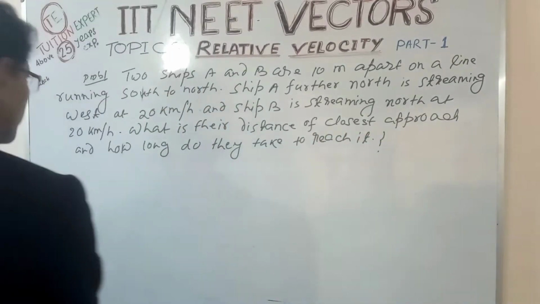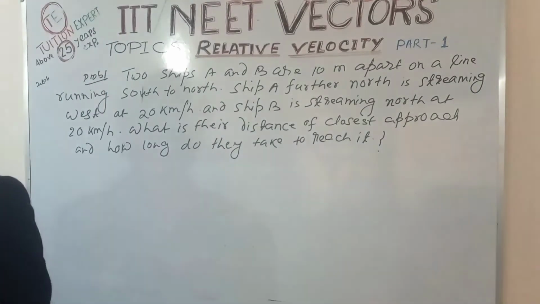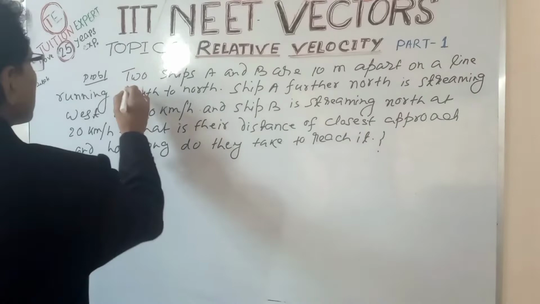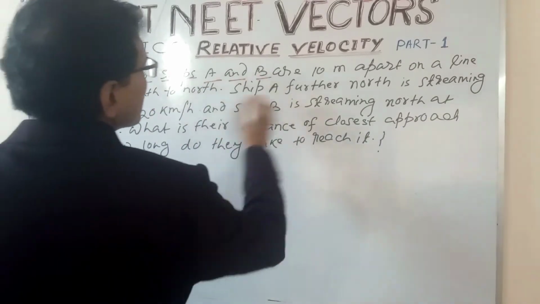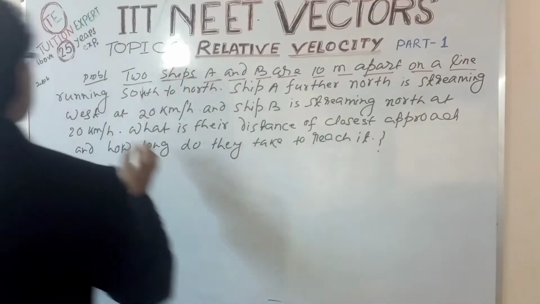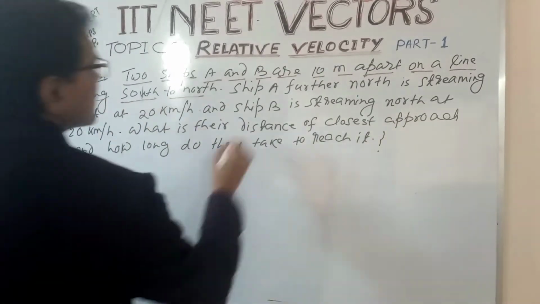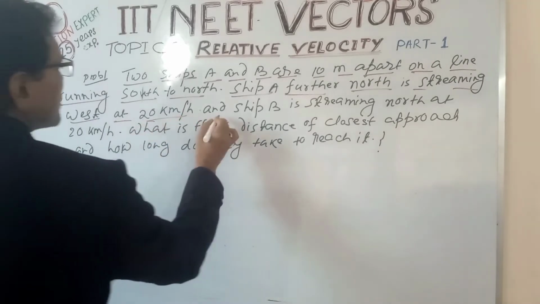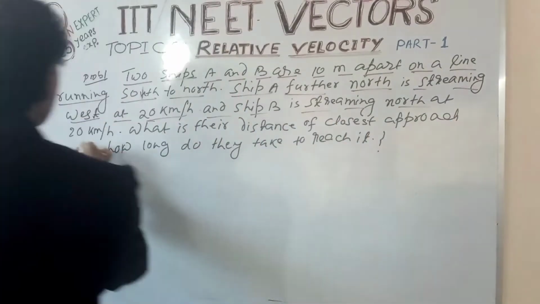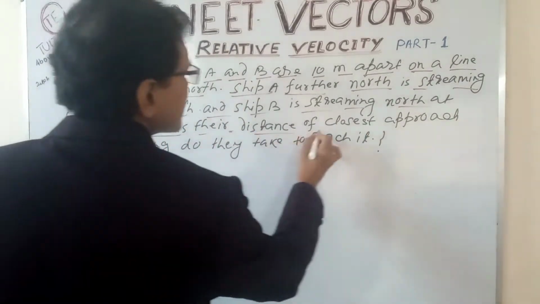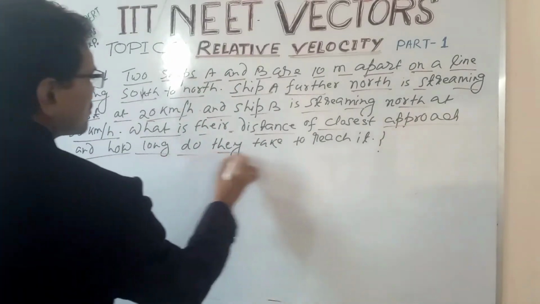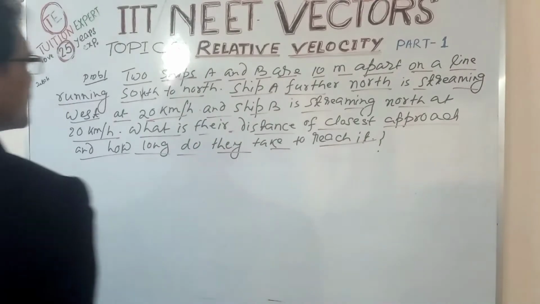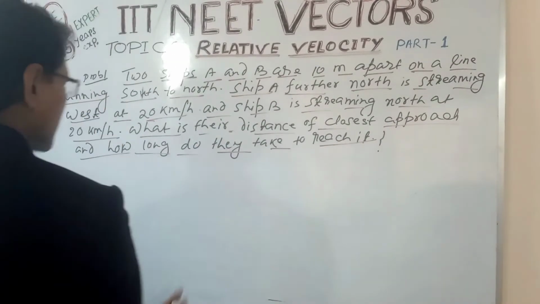Is the question. Two ships A and B are 10 meters apart. The problem is this: two ships A and B are 10 meters apart on a line running south to north. Ship A, further north, is steaming west at 20 km per hour, and ship B is steaming north at 20 km per hour. What is their distance of closest approach, and how long do they take to reach it? This is the problem. Now to understand the problem, you need a diagram.